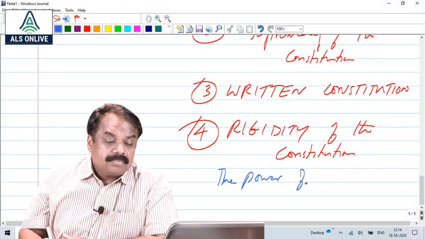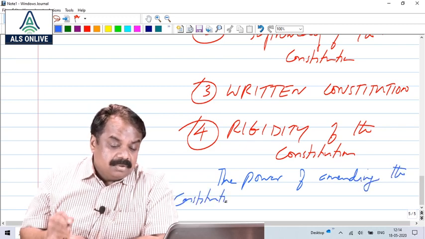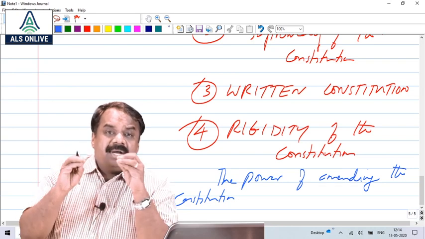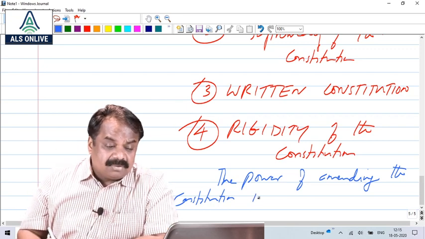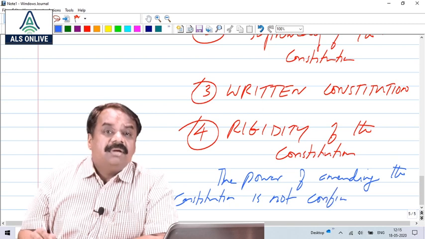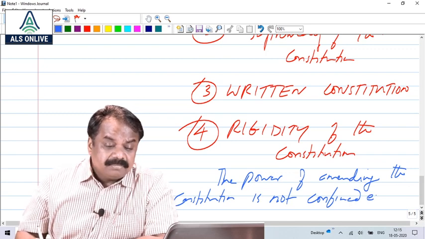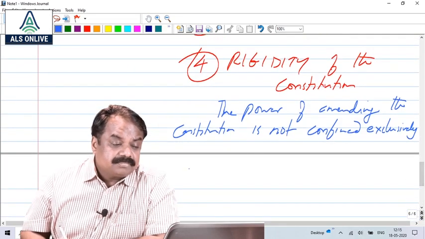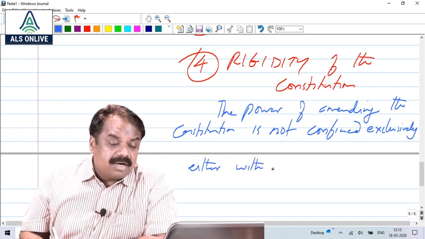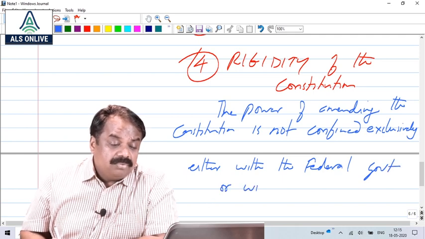The power of amending the constitution is not confined exclusively either to the federal government or to the state governments.